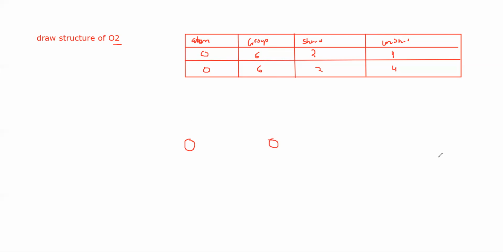Shared ones we draw between the atoms. So each oxygen is sharing 2. This oxygen shares 2, the other oxygen will also share 2. So shared ones we will draw between the atoms, and unshared we draw on the atom. How many unshared are there? 4. So 1, 2, 3, 4. Same thing for this one. Unshared are 4. So 1, 2, 3, 4.